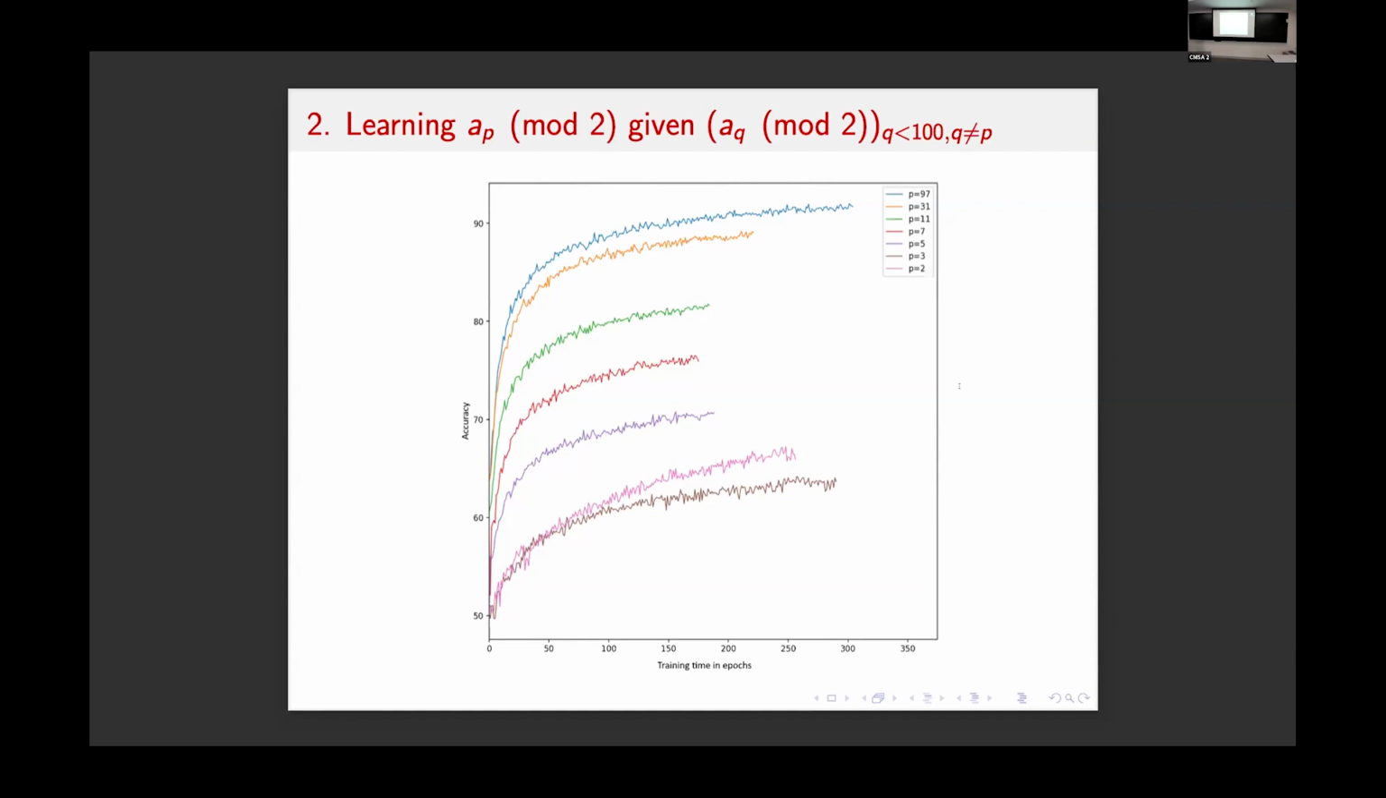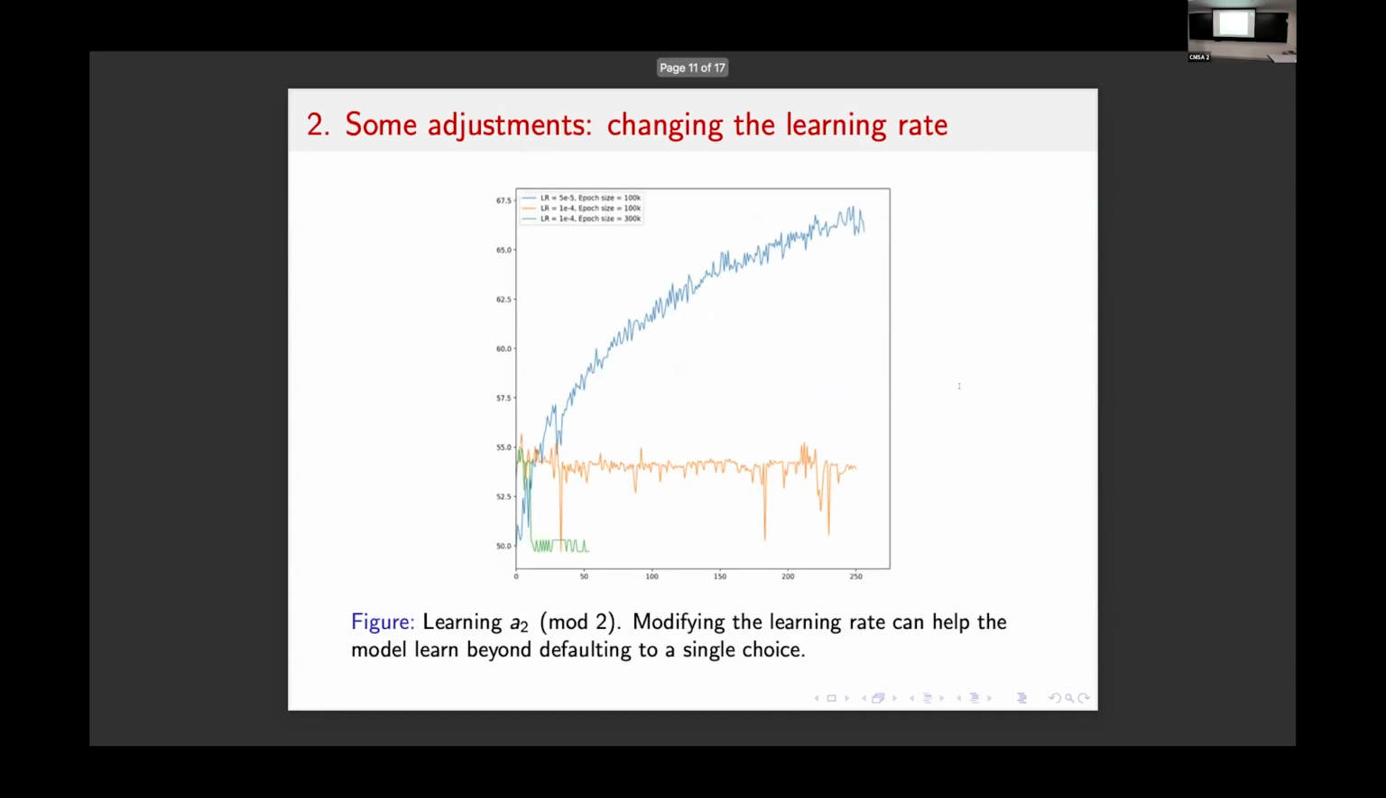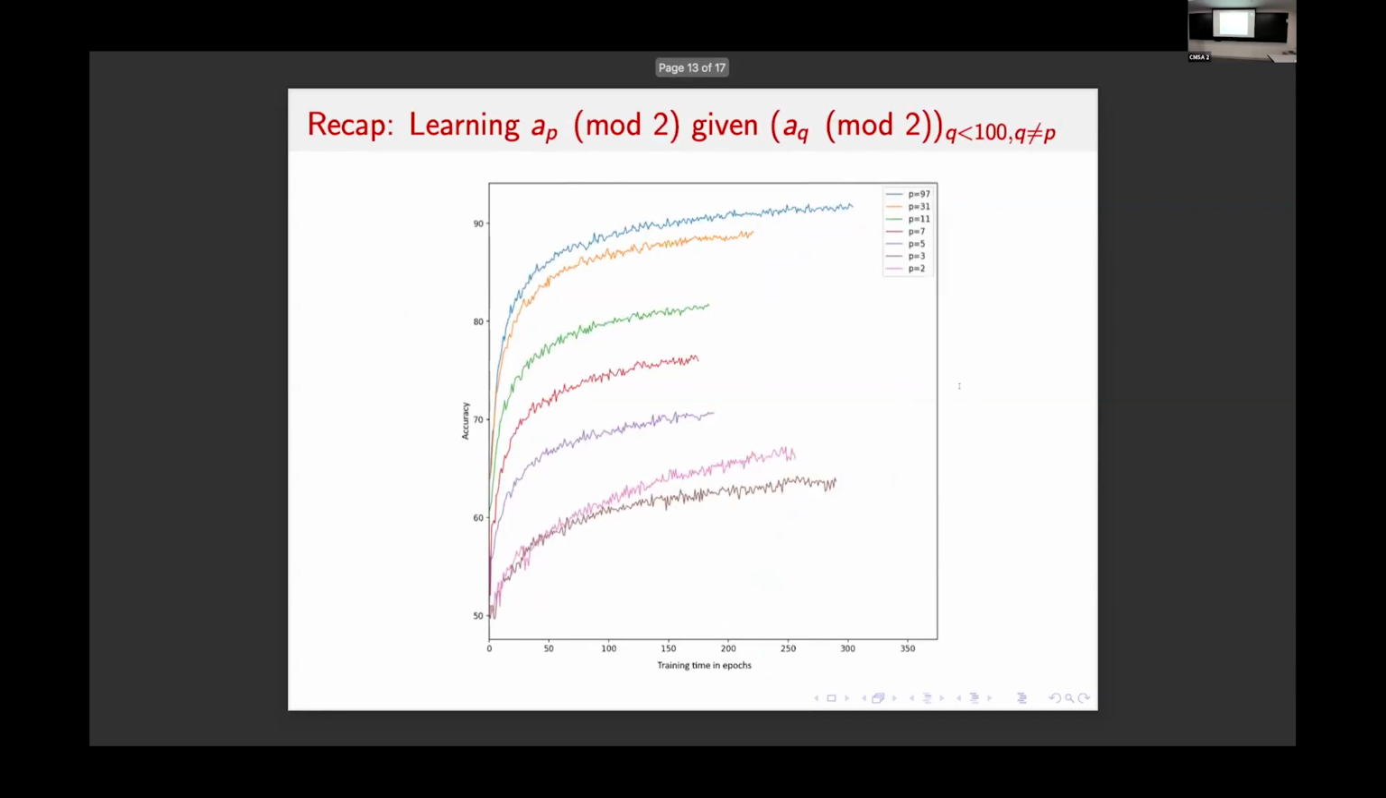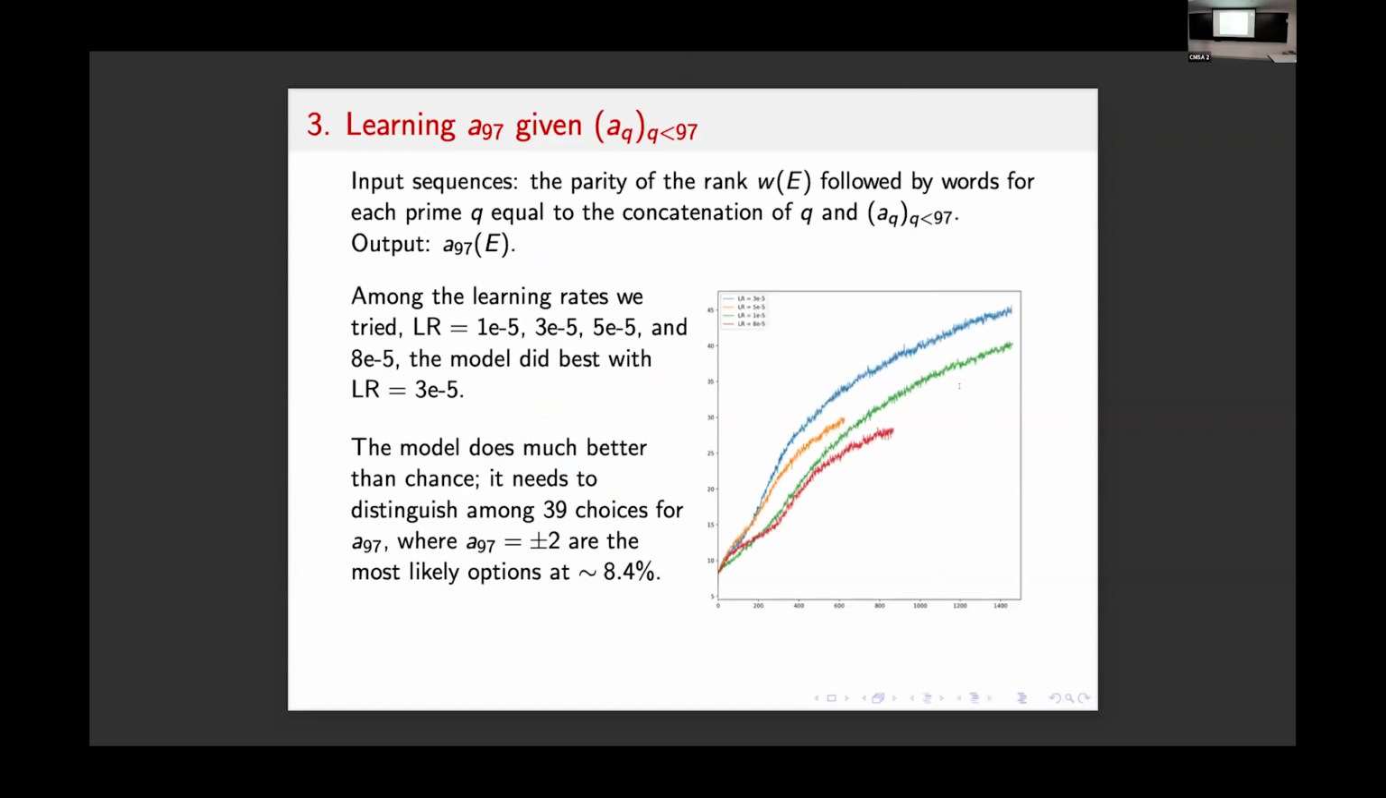Because I don't want to go too much over David's time, I will jump over the next few things. Some things that we tried: adjusting the learning rate, the vocabulary I told you about, etc. But ultimately, because A97 did so well, we're thinking, can we learn not just the parity, but A97 itself?